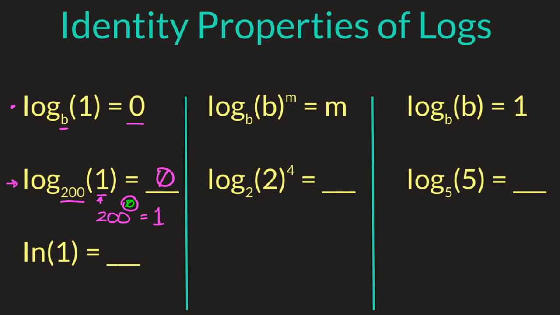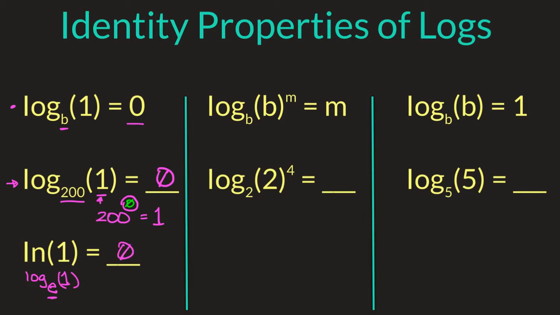On the next one, you have the natural log of 1. Now remember, this is the same as log base e of 1. Same idea. It doesn't matter what our base was, it was an e. This is another example where our answer would equal 0.